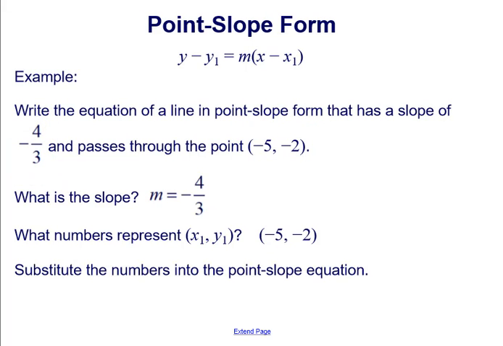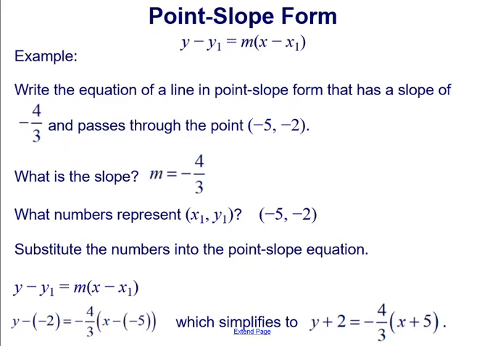Now that we have those values, we need to substitute those numbers into the point-slope equation. Remember, that's y minus y1 equals m times x minus x1. So it will be y minus -2 equals -4/3 times x minus -5, which we then need to simplify, taking care of our double negatives. So our equation becomes y plus 2 equals -4/3 times the quantity of x plus 5.